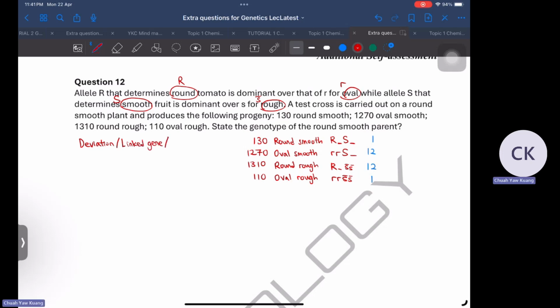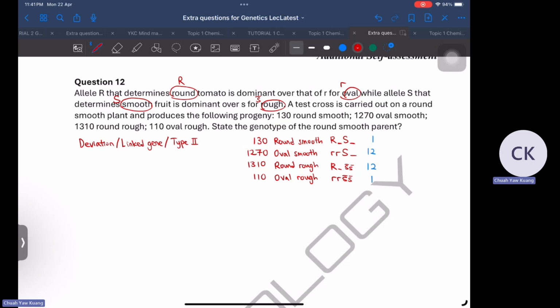To solve questions related to linked genes, we will always use the type 2 method. Type 2 method is still the same: the first step is to find the genotype of the parent. The second step is to find all the possible gametes the parent can produce. Then the third step, one more step for this type 2 method, is that you have to find which one is parental and which one is the recombinant.